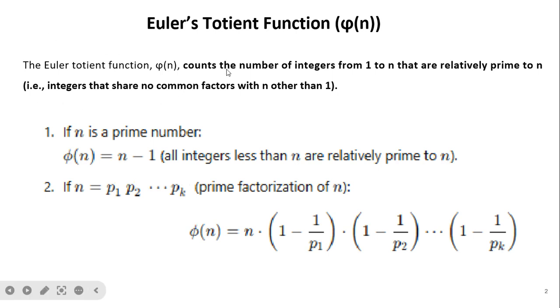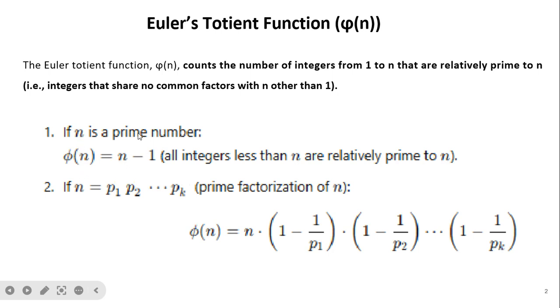The Euler Totient function phi of n counts the number of integers from 1 to n that are relatively prime to n. That is, integers that share no common factors with n other than 1. Now we'll see the procedure.